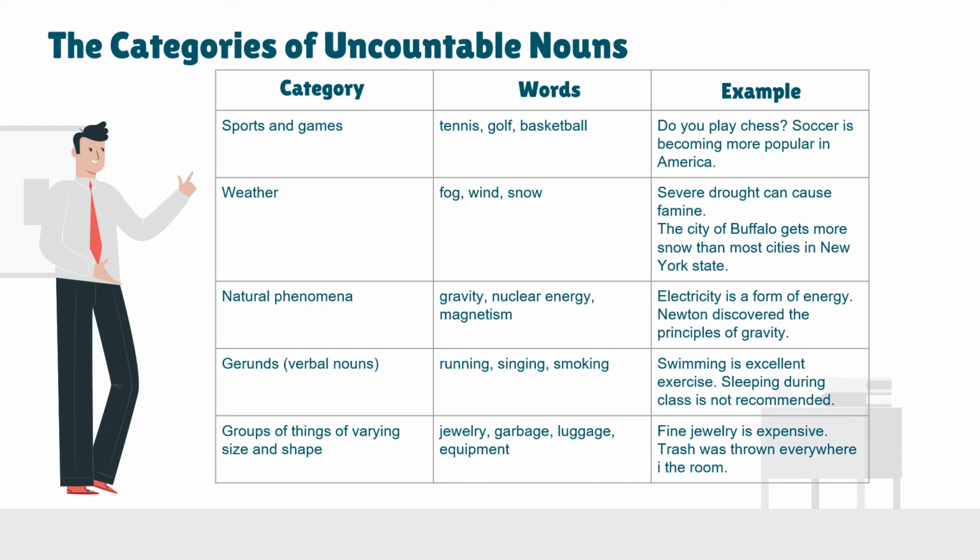The last category of uncountable nouns is groups of things of varying size and shape, like jewelry, garbage, luggage, equipment. For example, fine jewelry is expensive. Trash was thrown everywhere in the room.